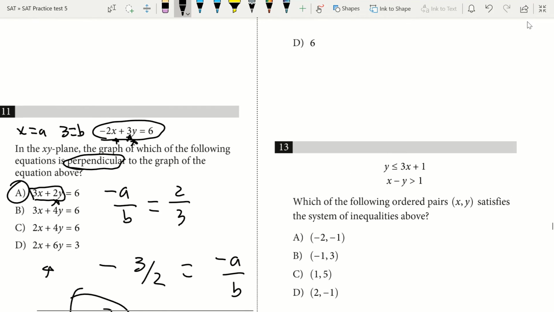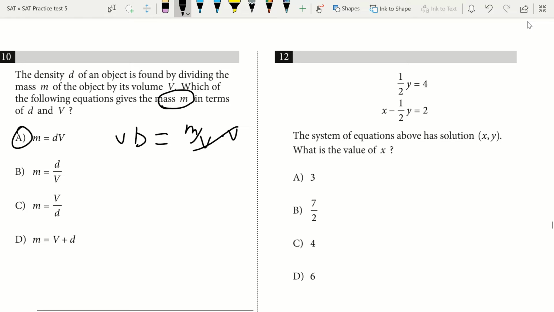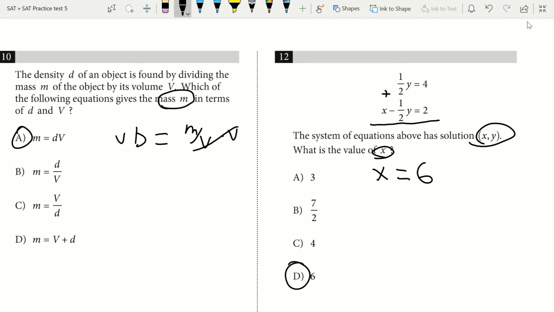All right, now we move on to question 12. The system of inequalities above has solution x, y. What is the value of x? When I see equations stacked up vertically, I'm looking to add or subtract them to eliminate one variable. If I add them, I have 1/2 y minus 1/2 y, plus negative, same as minus. That's going to get rid of my y. It's going to leave me with x equals 4 plus 2, which is 6. I'm asked for the value of x, so my answer is going to be D, 6.